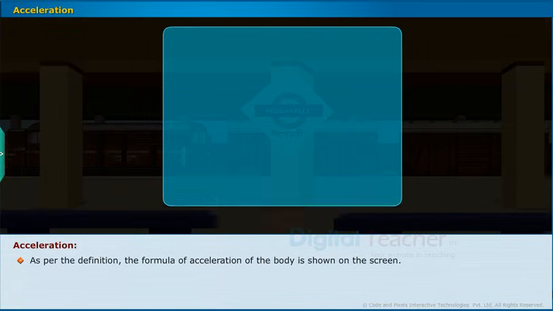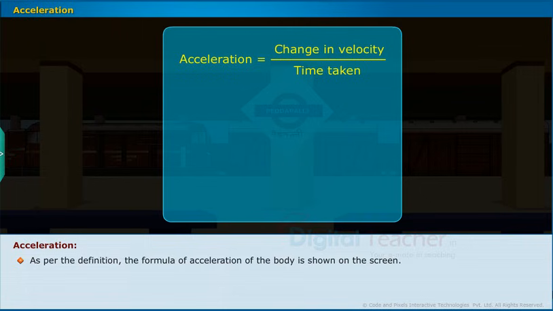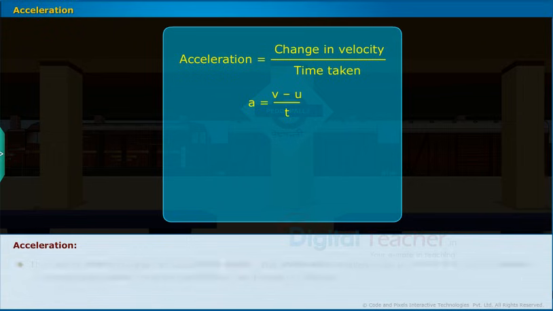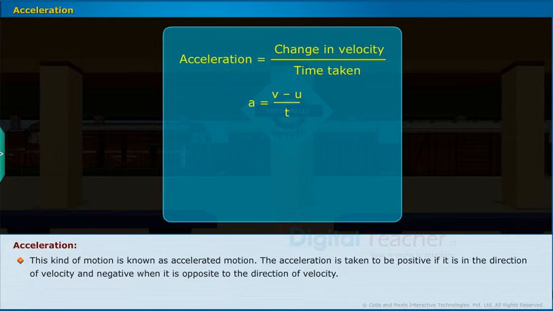As per the definition, the formula for the acceleration of the body is shown on the screen. If the velocity of an object changes from the initial value u to the final value v in time t, then the acceleration a is (v minus u) by t. This kind of motion is known as accelerated motion. The acceleration is taken to be positive if it is in the direction of velocity and negative when it is opposite to the direction of velocity.